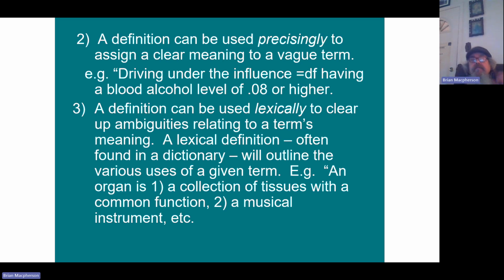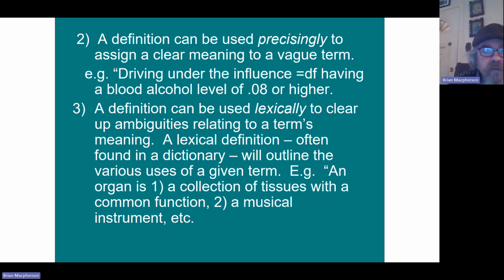So let's say I'm a police officer and I pull someone over and I say, look, I think you might have been driving under the influence. I can't really charge you with that until I use a test to determine what your blood alcohol level is, right? So to be more precise, to see whether you are driving under the influence, I have to do a test, right? So that's called a precising definition.